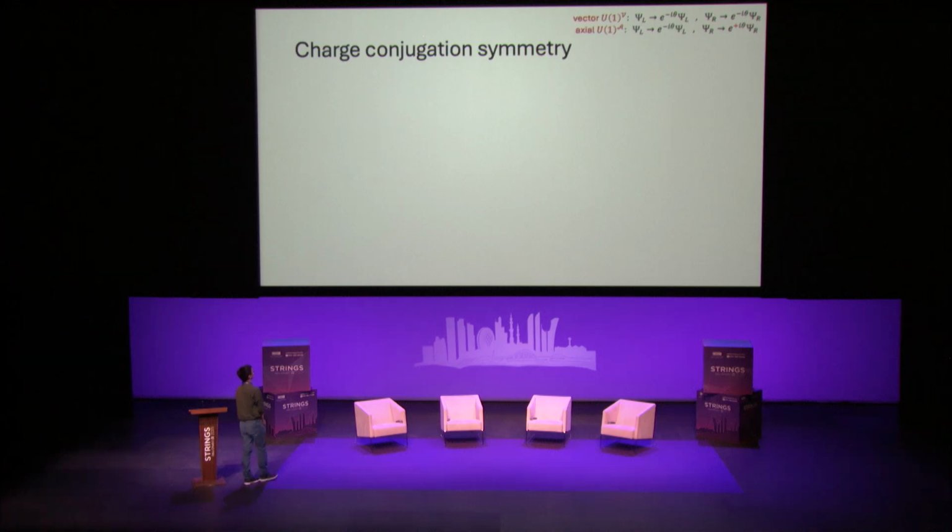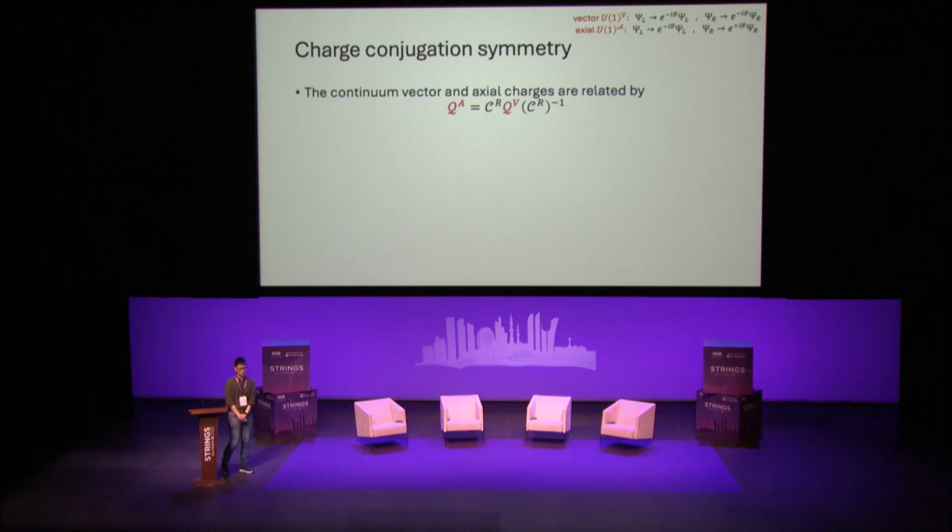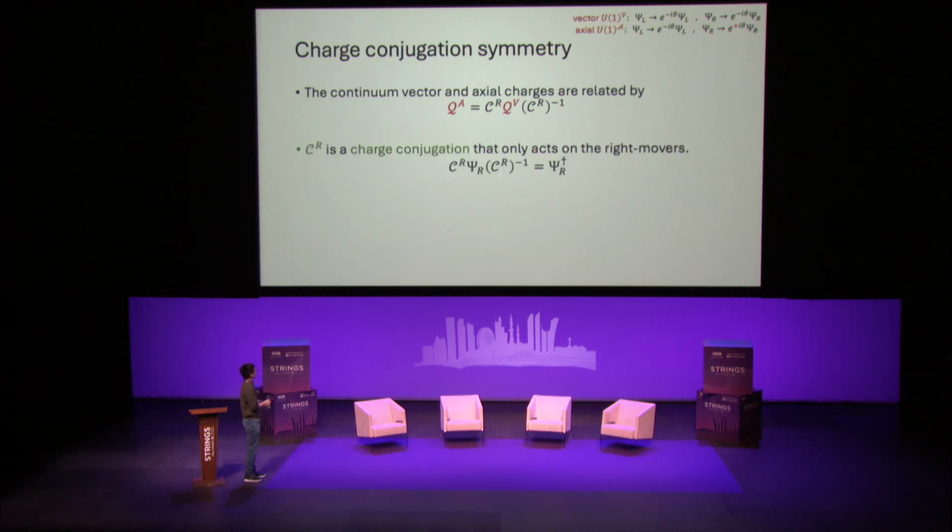All right, so let's take a look at the continuum symmetry again. We have a vector symmetry and an axial symmetry. The basic observation we are going to use in 1+1D is that the axial charge in the continuum is actually related to the vector charge by conjugation. And the operator you conjugate by is a charge conjugation symmetry, CR. What does it do? It acts as charge conjugation only on the right movers, but not the left movers. As you can see, if you swap psi right with psi right dagger, you exchange the vector and the axial symmetries.